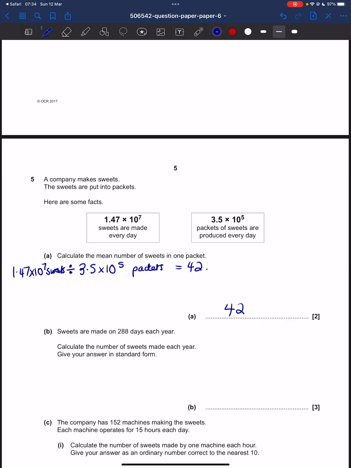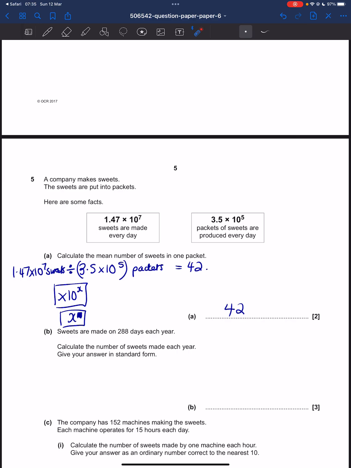Okay, so I use the times 10 to the x button. So actually I didn't need the bracket. You don't need brackets around there if you use that button because it deals with it properly. But if you use the x with a square there, you could use that button as well. But yeah, just be careful. Okay, so it's 42 sweets in a packet.